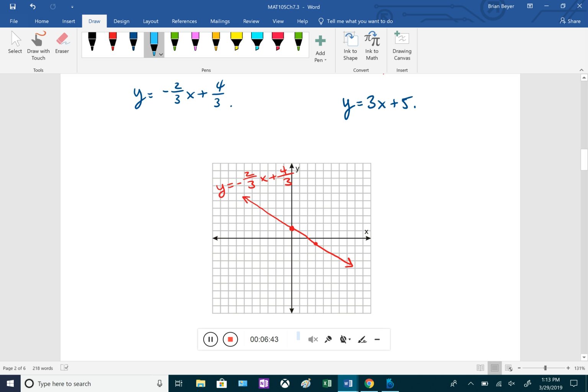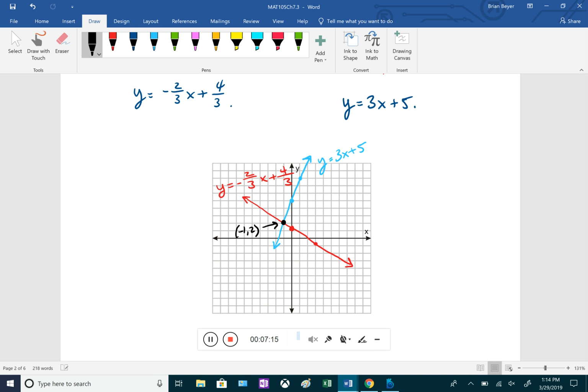So we get that, and then the other equation, y equals 3x plus 5. That is a y-intercept of 5, a slope of 3. So that's going to look something like this. And this is y equals 3x plus 5. So looking for their point of intersection, their point of intersection is right here. So that looks like that's the coordinate negative 1, 2.